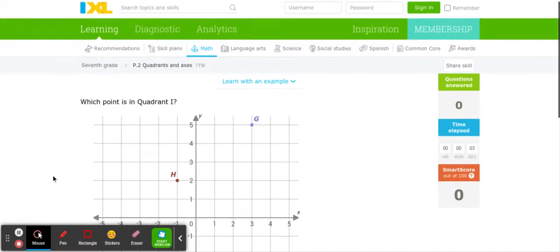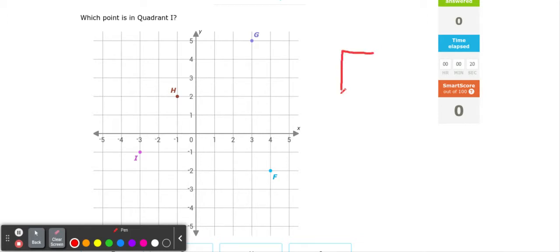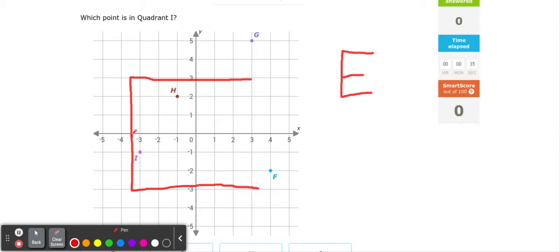Okay, so the question asks us which point is in quadrant 1. In order to know this, you have to memorize what quadrants are what. But this is an easy way that I remember. I remember the coordinate plane and how the quadrants are as an E shape, like this. Now, this is weird, I get it, but this is basically what I'm trying to say. So, quadrant 1, it goes like this, and it makes the E. And this is the E that I was talking about.